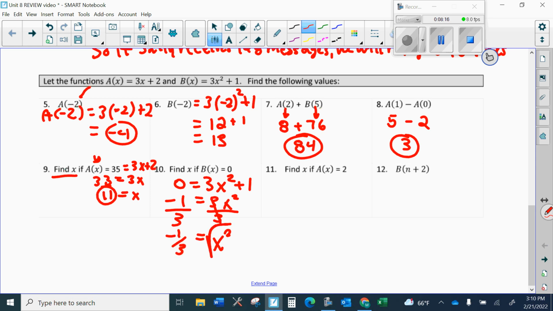And you'd have to take the square root, and it's plus or minus. Well, you haven't learned imaginary numbers yet, so your answer would be no solution. You can't take the square root of a negative number, so no solution.